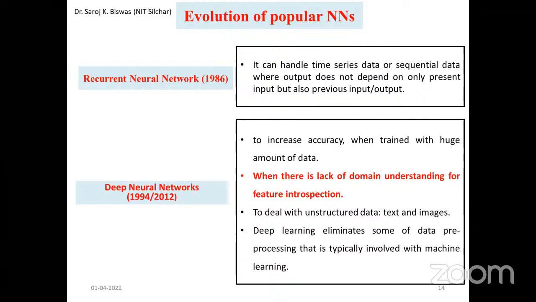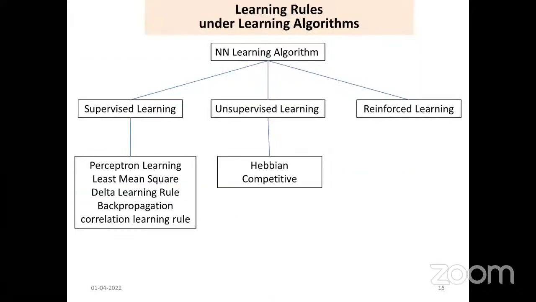So here we talked about the most popular neural networks. Now, whenever we talk about neural networks, we talk about learning, and how the learning is done in the neural network.